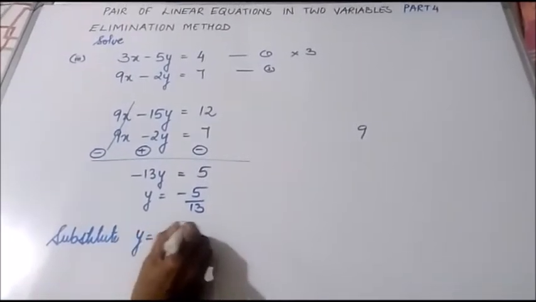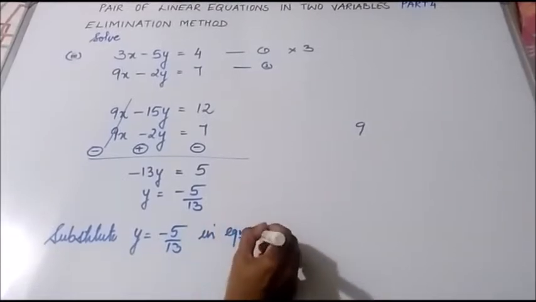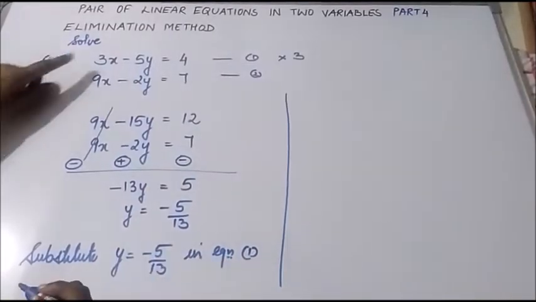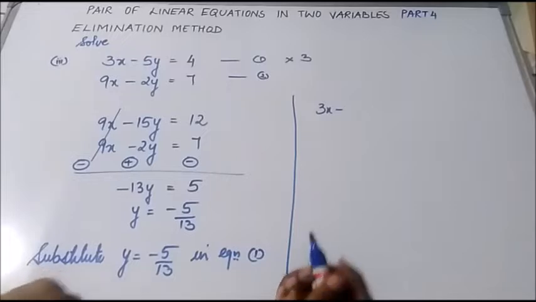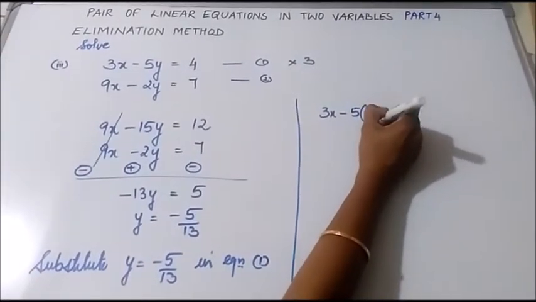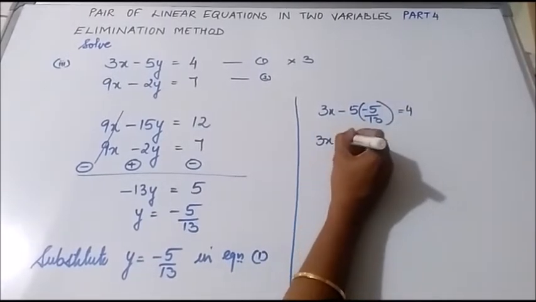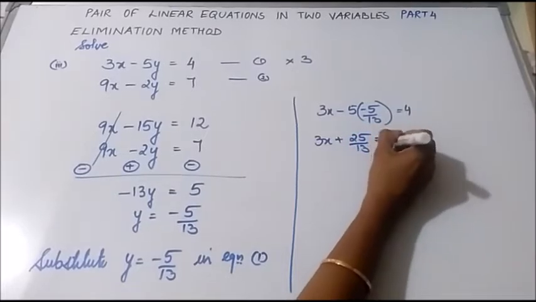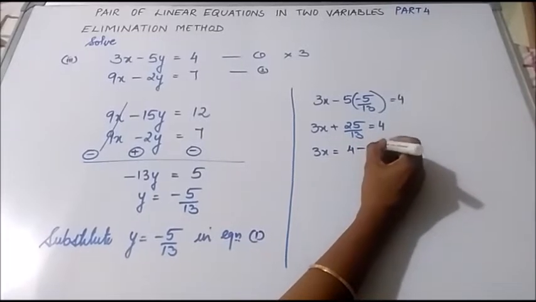Substitute y is equal to minus 5 by 13 in equation 1. Now what do we get here? The first equation is 3x minus 5y. In place of y we write minus 5 by 13, is equal to 4. This gives us 3x plus 25 by 13 is equal to 4. This gives us 3x is equal to 4 minus 25 by 13.